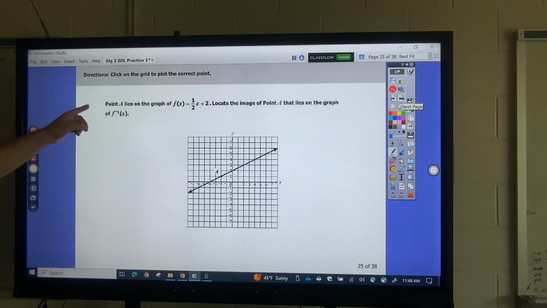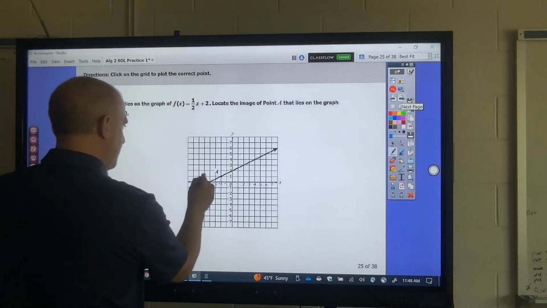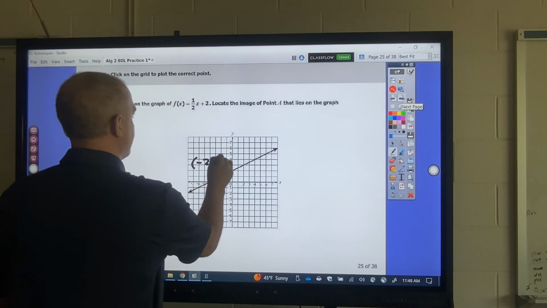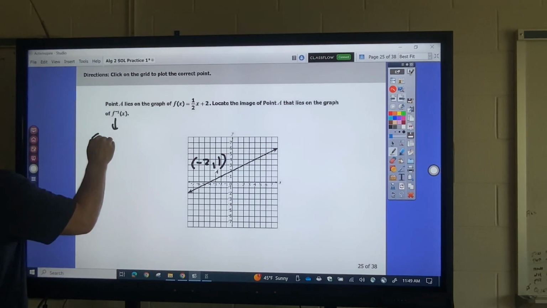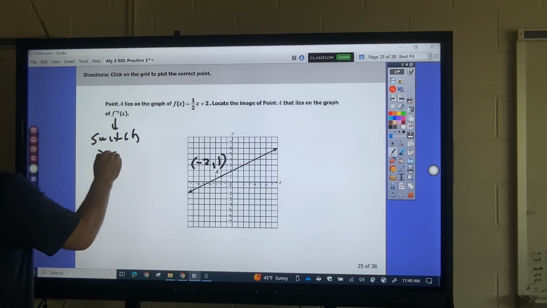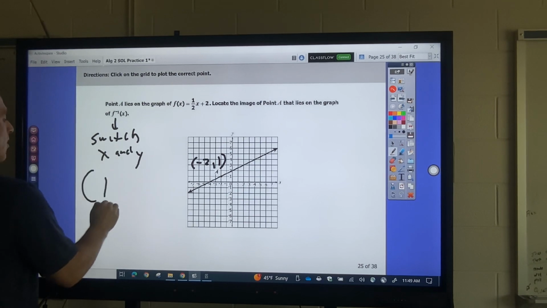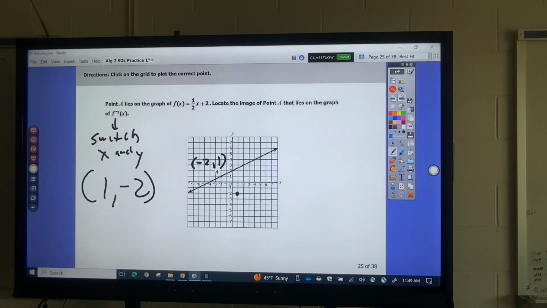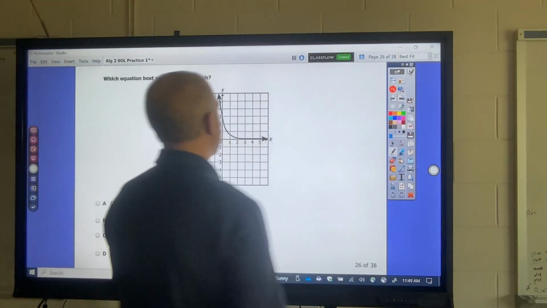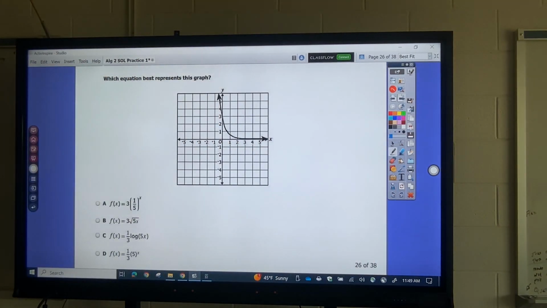Okay, it says point A lies on this graph, which has negative 2, 1. Locate the image that point A lies on the inverse. So what you do with this is you switch your x and your y. So this would be 1, negative 2. So 1 over, negative 2 down, and you would press that button there. Which equation best represents this?